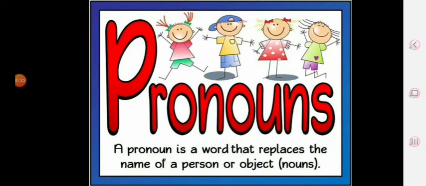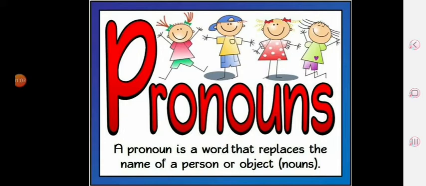Pronouns are words that replace the name of a person or object, that is, a noun. Children, you all know what nouns are. Nouns mean naming words. Name of a person, place, animal or thing. Okay. So the word which replaces the name of a person or object is known as a pronoun. So pronouns are the words used in place of nouns, and they do the work of a noun also.